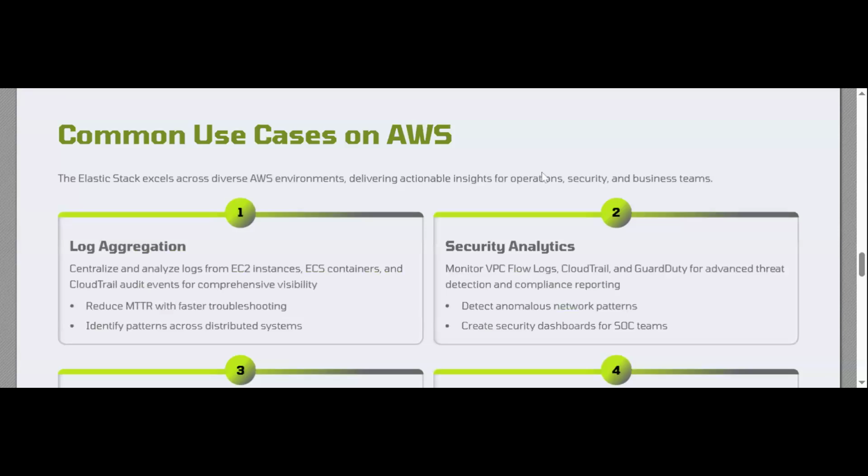Next, what are the common use cases on AWS? Mainly, Elasticsearch excels across diverse AWS environments, delivering actionable insights for operations, security, and business. Actionable insights mean we have to take action based on the insight. Log aggregation, such as centralized and analyzed logs from EC2 instances, containers, CloudTrail audit events for comprehensive visibility. We can use CloudTrail because CloudTrail stores 15 months of data.